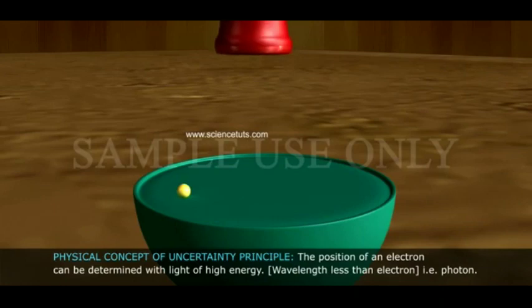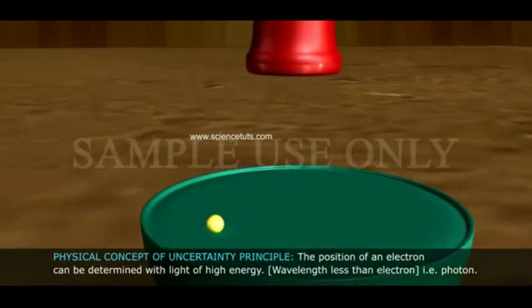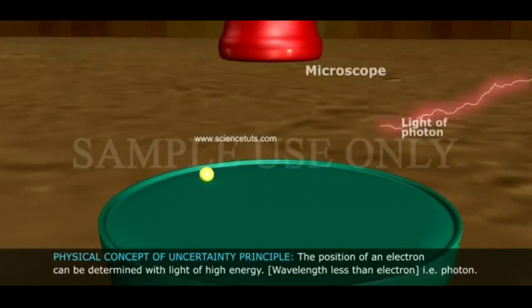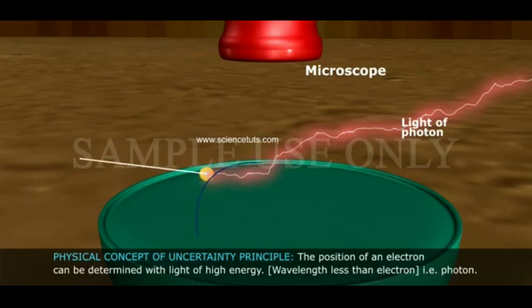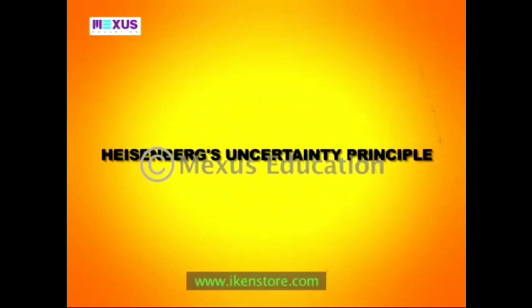Physical concept of the uncertainty principle. The position of an electron can be determined with light of high energy, with wavelength less than the electron, that is, a photon. If a photon collides with the electron, it instantly changes the direction and velocity of the electron. Limitation: this concept is insignificant for large objects. Heisenberg's uncertainty principle.